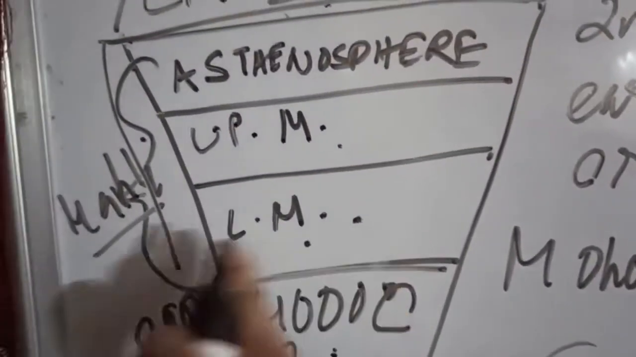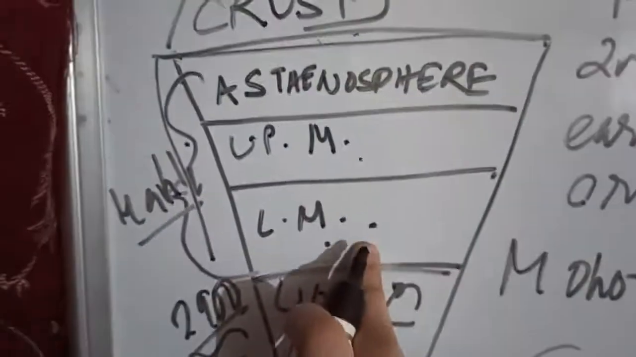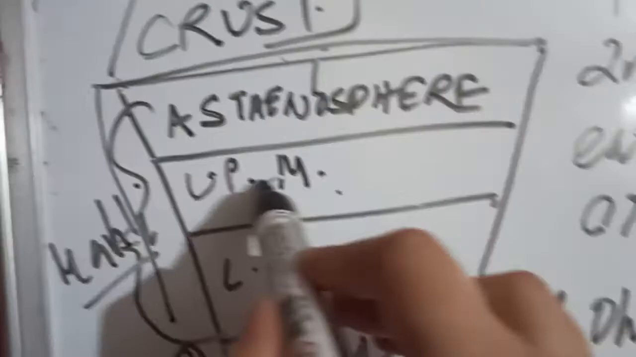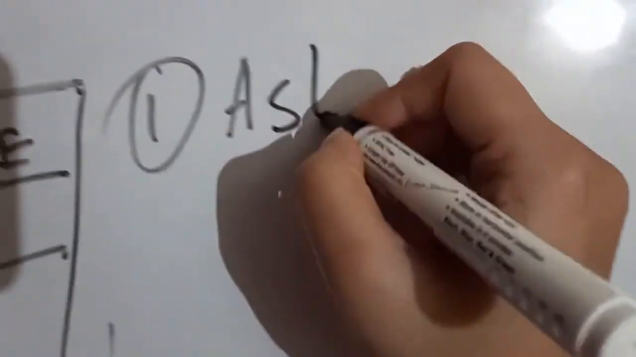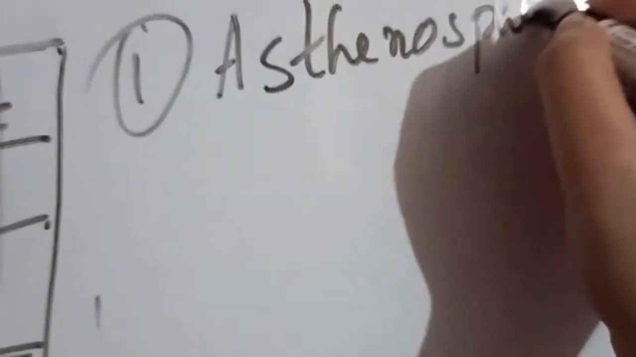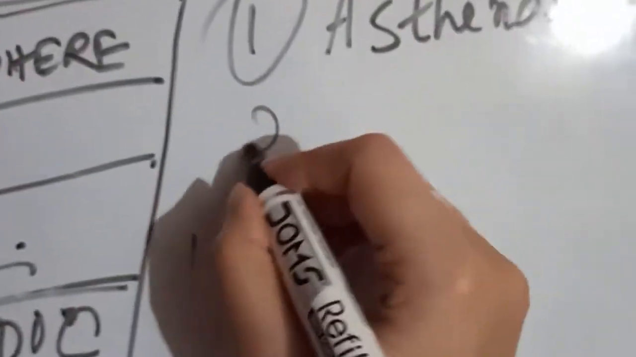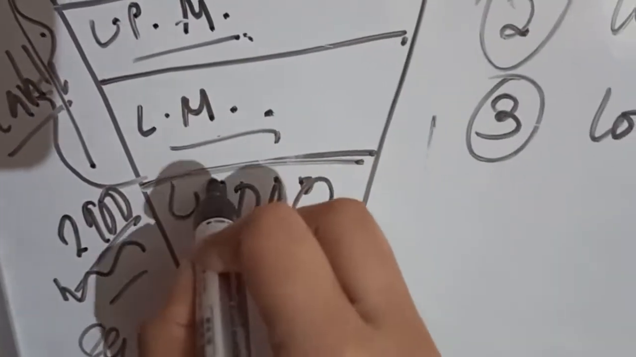We can divide the mantle into three distinct divisions: the asthenosphere, the upper mantle, and the lower mantle. So the mantle has three layers. One is the asthenosphere, which lies just below the crust. Then we have the upper mantle, which lies below the asthenosphere, and number three is the lower mantle, which lies above the core.